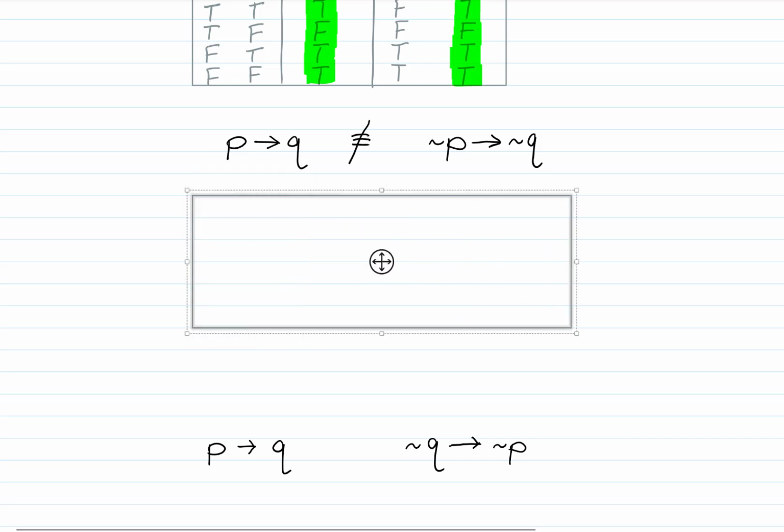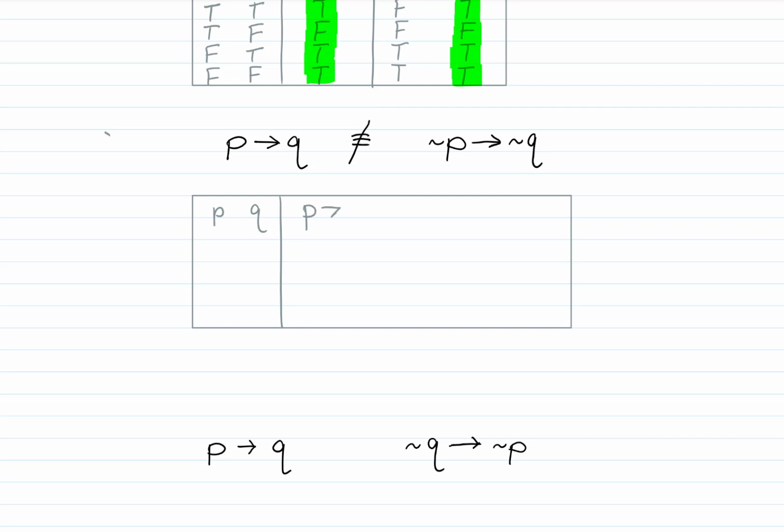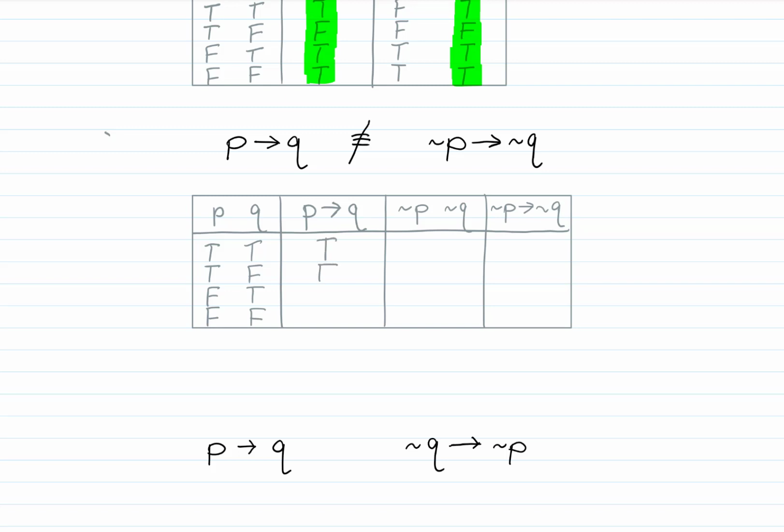Okay, so let's put P and Q, and then we'll do a column for P implies Q. By now, this should start getting pretty repetitive, so you could fill in that far so far pretty quickly. Okay, and then we'll do not P, and we'll do not Q, and then we'll use those to do a column for not P implies not Q. So let's fill this in. So now this should be pretty routine for you to get up to that point.